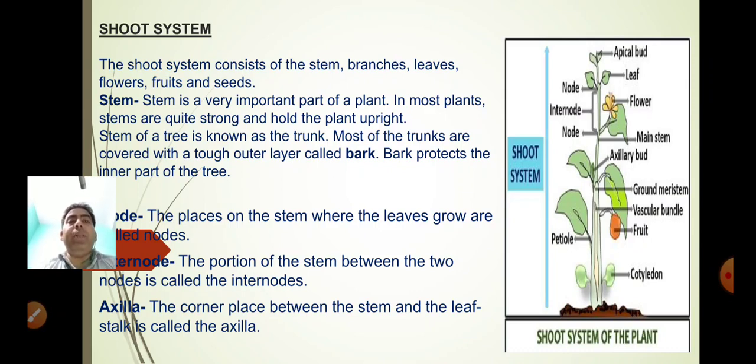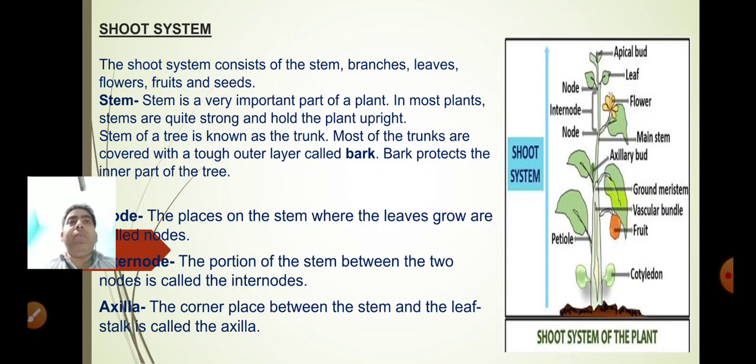In the previous video we discussed the root system, function of root, modification of roots and types of root. In this video we will discuss the shoot system.